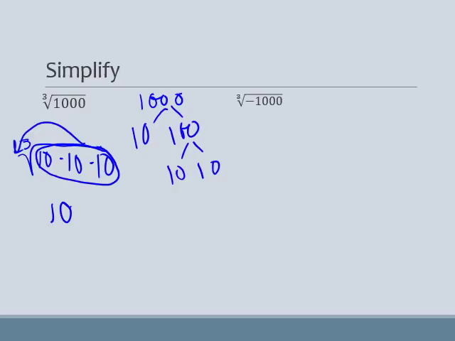Now, unlike the square root, it's okay to have a negative under the cube root. Okay? The reason being, a cube root is a number that you multiply by itself to give you that. So if I'm asking for the cube root of -1, that's -1 times -1 times -1. That will give me a negative number. -1 times -1 is 1, times -1 is -1. So this cube root of -1,000 is -10.